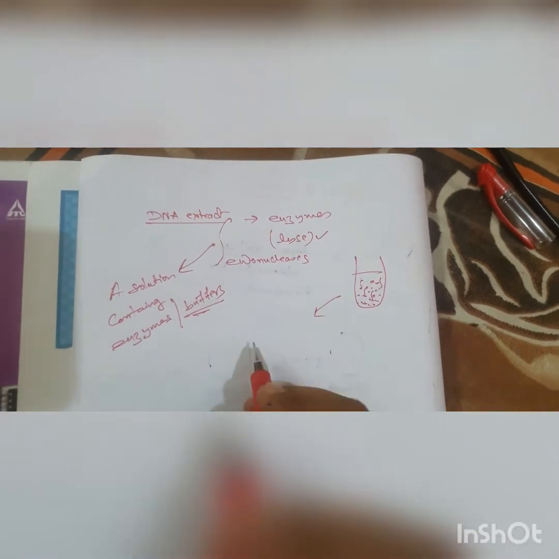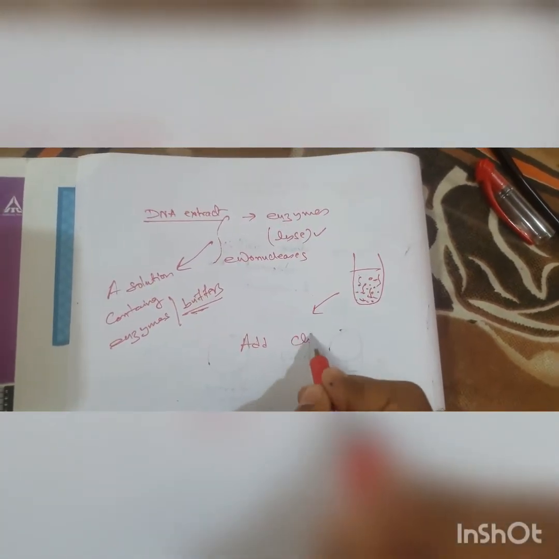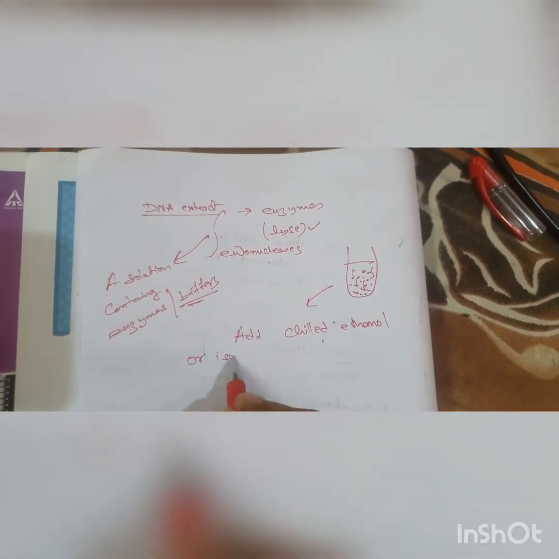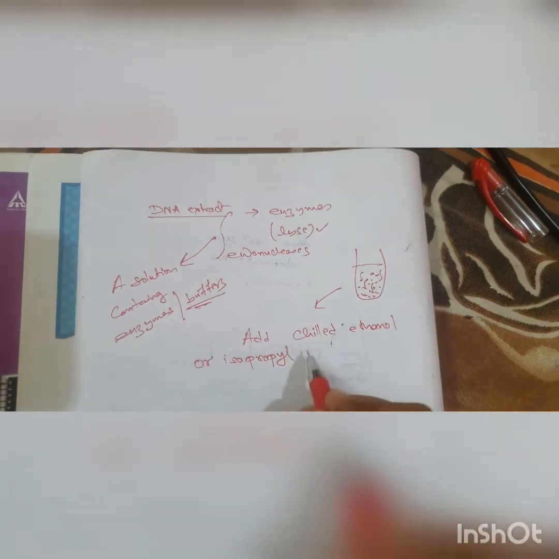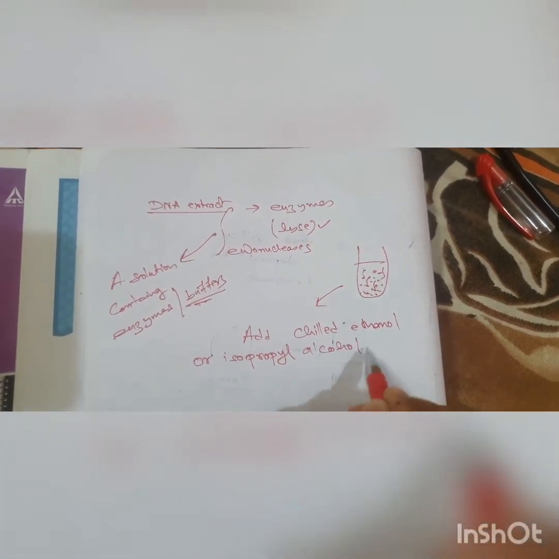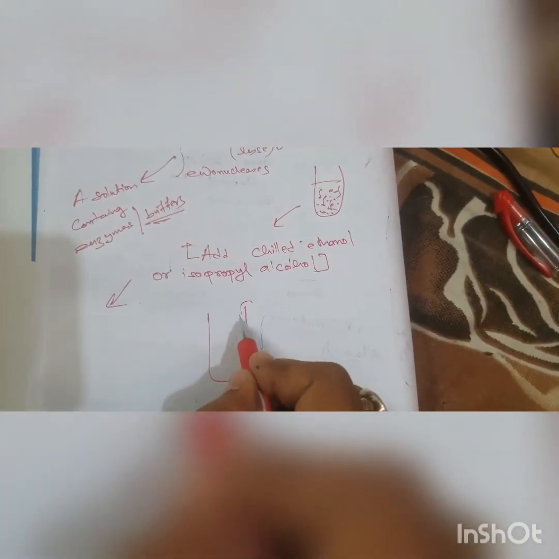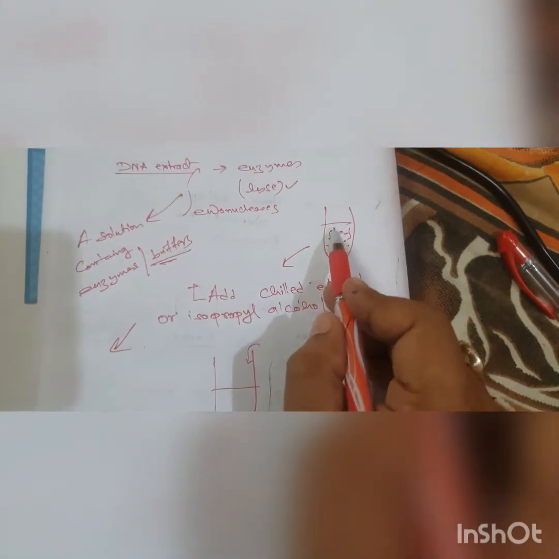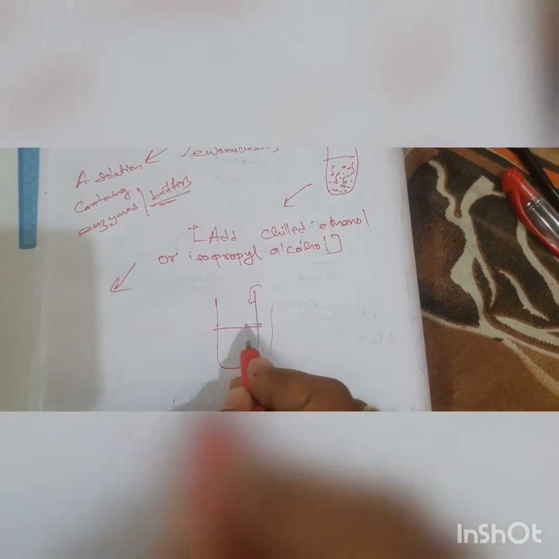How can you isolate the DNA? Add chilled ethanol or isopropyl alcohol. When you add chilled ethanol or isopropyl alcohol, it is not at all miscible in this liquid, and hence they will try to form a layer, and at that layer the DNA fragments will come and form a condensed deposit.